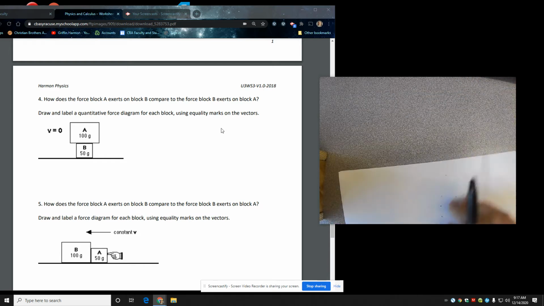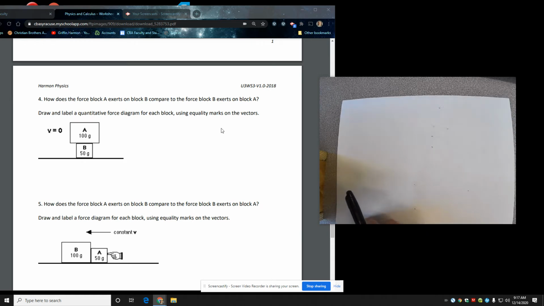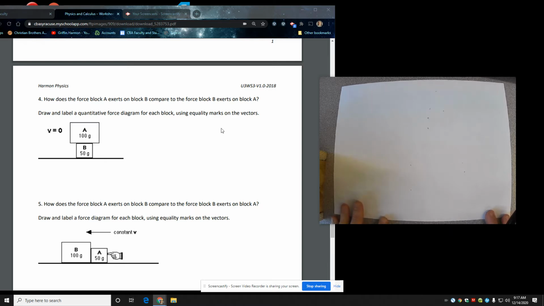So I'm starting to get bleed through here. Let me get these papers from underneath here. Should really get a small whiteboard. That'd be much better and more environmentally friendly.